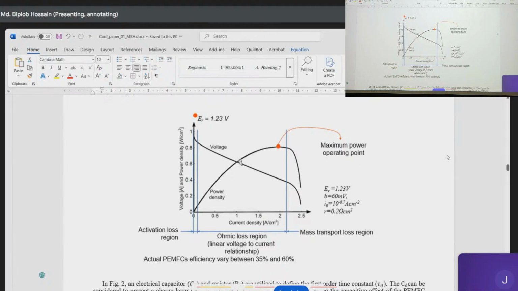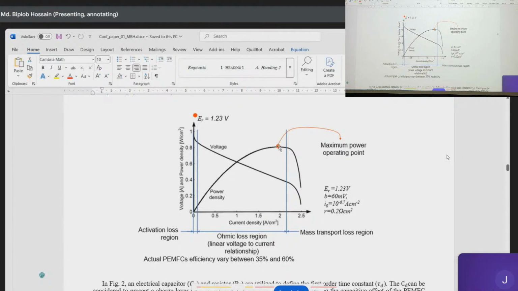The intersection between the VI and PI characteristics curves, here we can see this is the intersection point. Actually this point defines the optimal operating point of this fuel cell. We always try to operate this fuel cell at the intersection point, or it is called the nominal operating point. And this one, the red dot, this is the maximum power operating point.